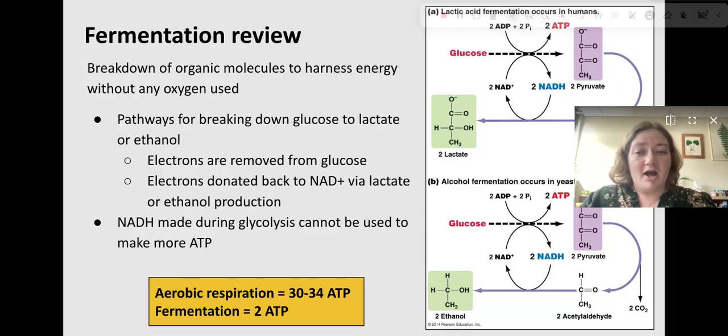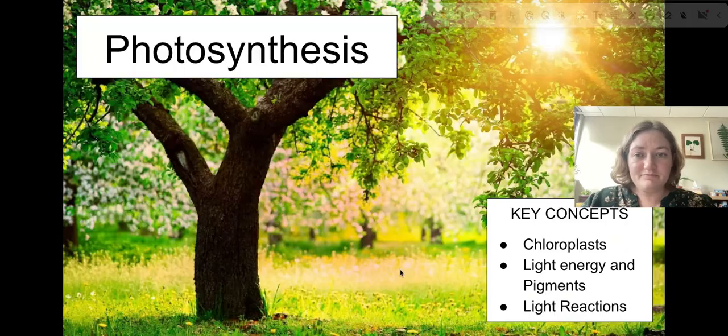Now, remember, glycolysis allows organisms to make ATP, but not a lot. So if we compare that back to aerobic respiration, or cellular respiration in the presence of oxygen, we see that there's a huge difference in the amount of ATP that can be produced. All right, so that was fermentation and anaerobic respiration.